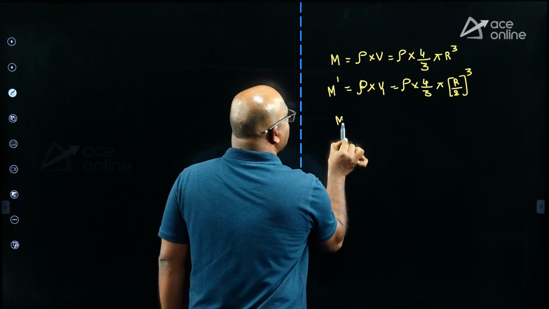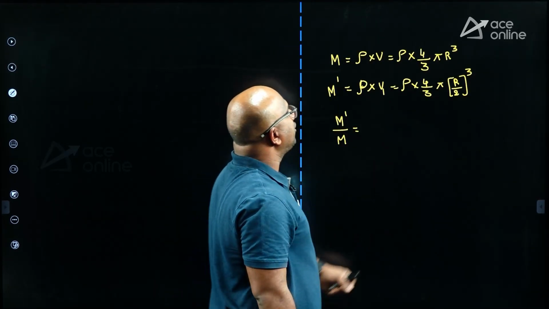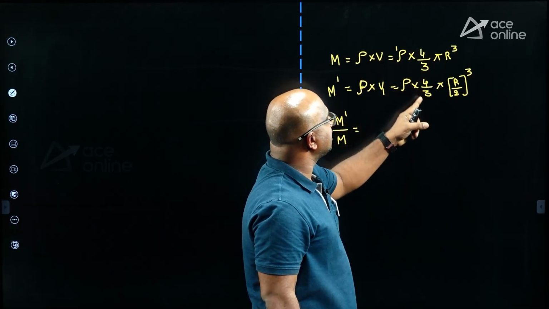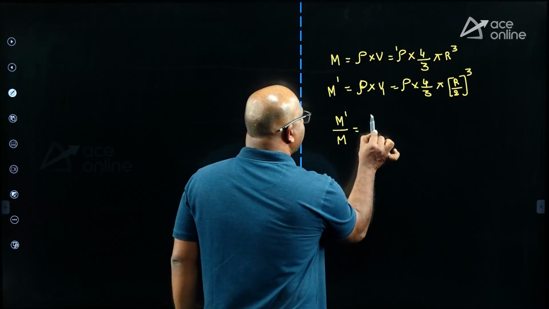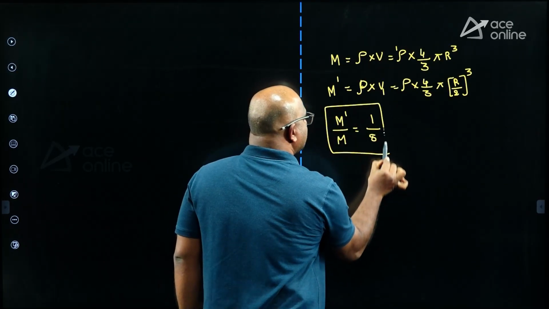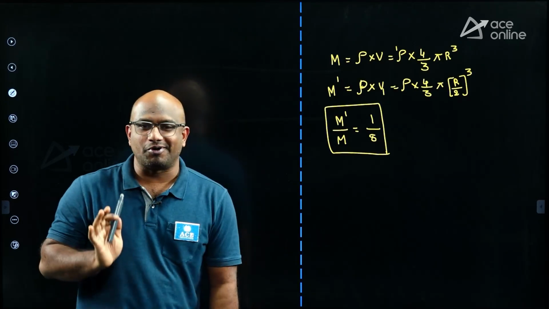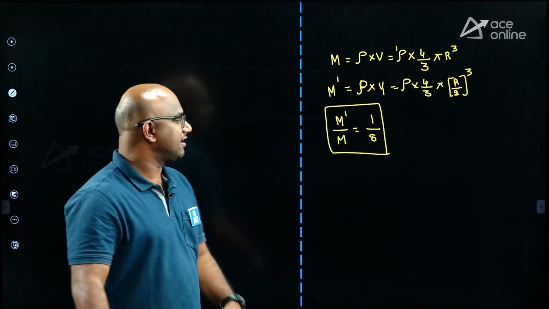Now if I take m dash by m, guys, how much am I going to get? Rho getting cancelled, 4 by 3 getting cancelled, pi getting cancelled. How much is coming, guys? 1 by 8 I am going to get. Understood, sir? It is not 1 by 2. You will get 1 by 8. Outer half remove chesaru kabatti.